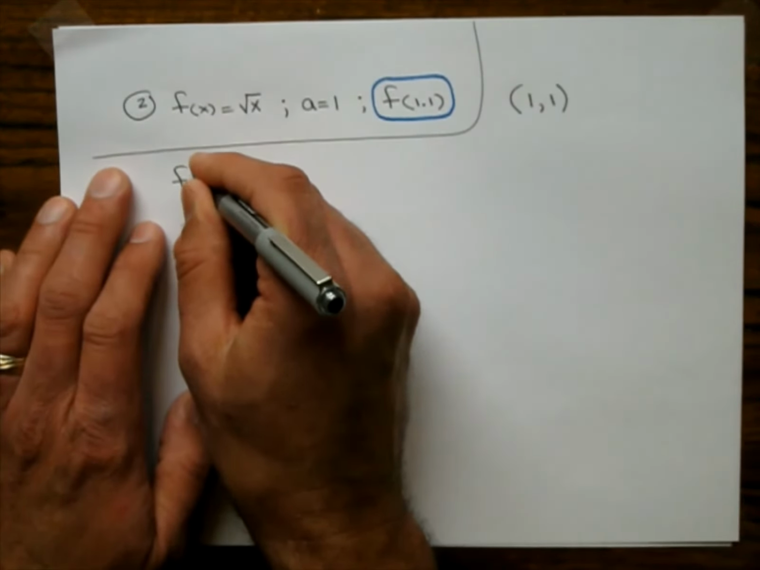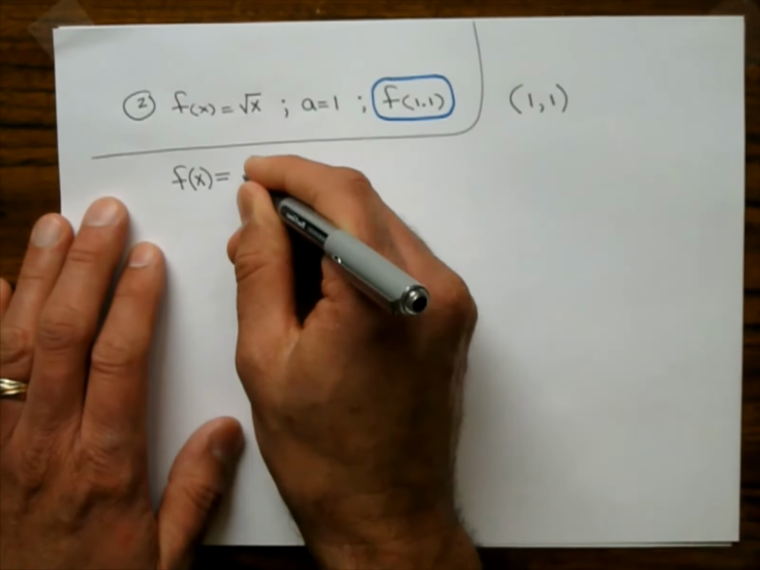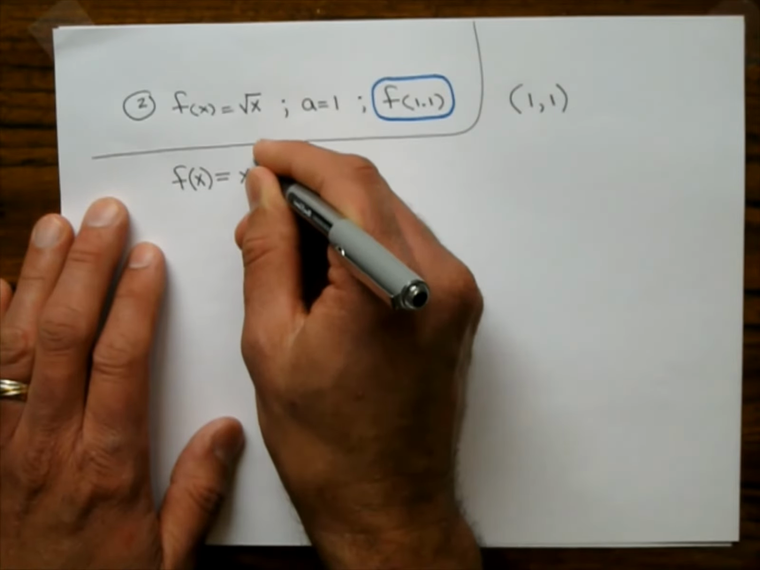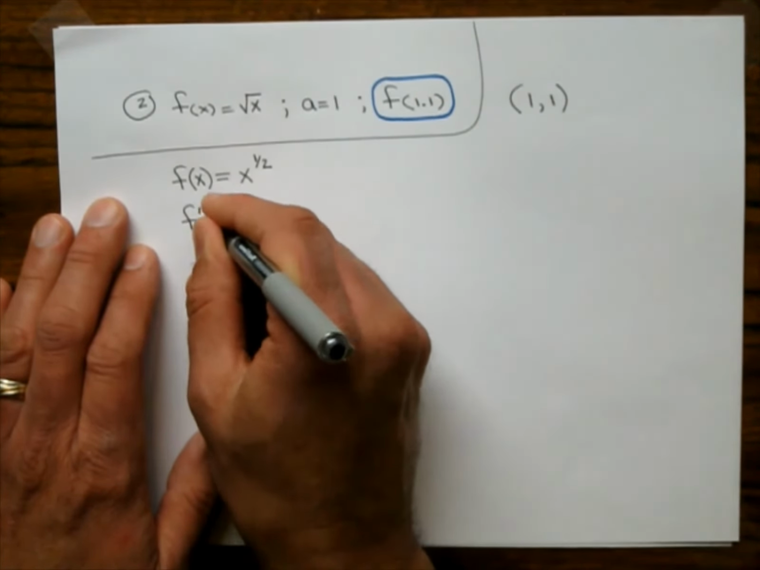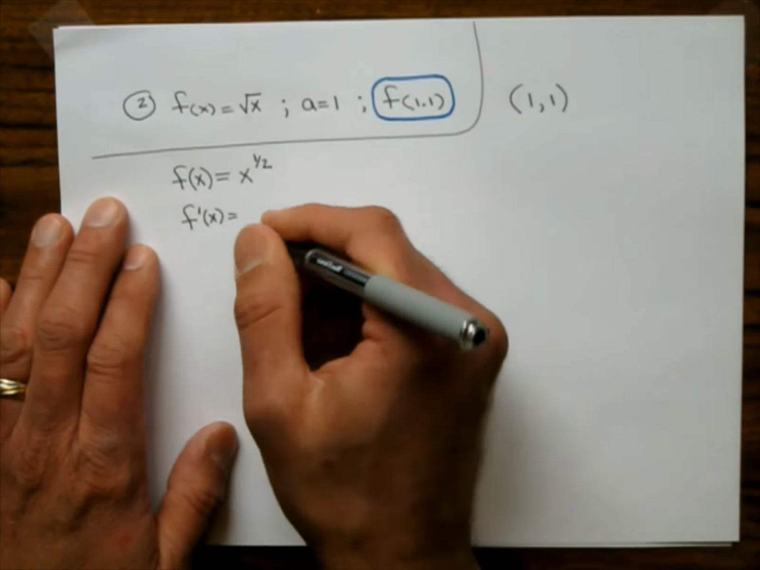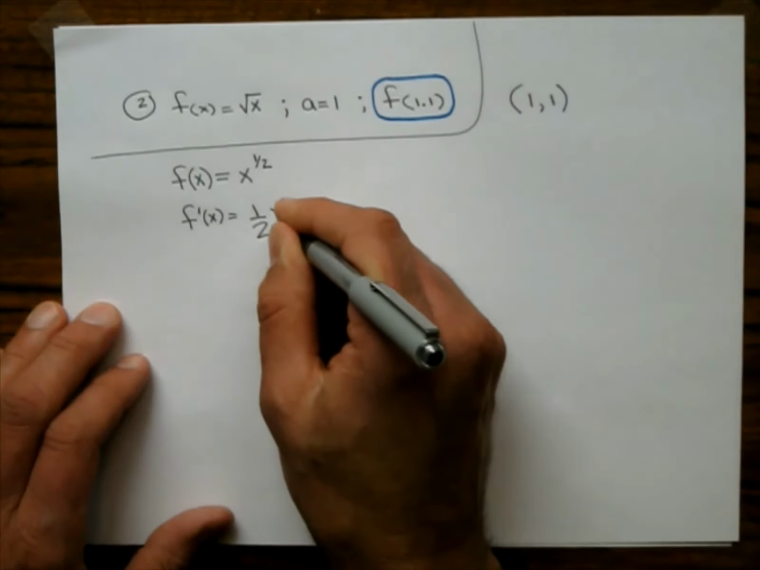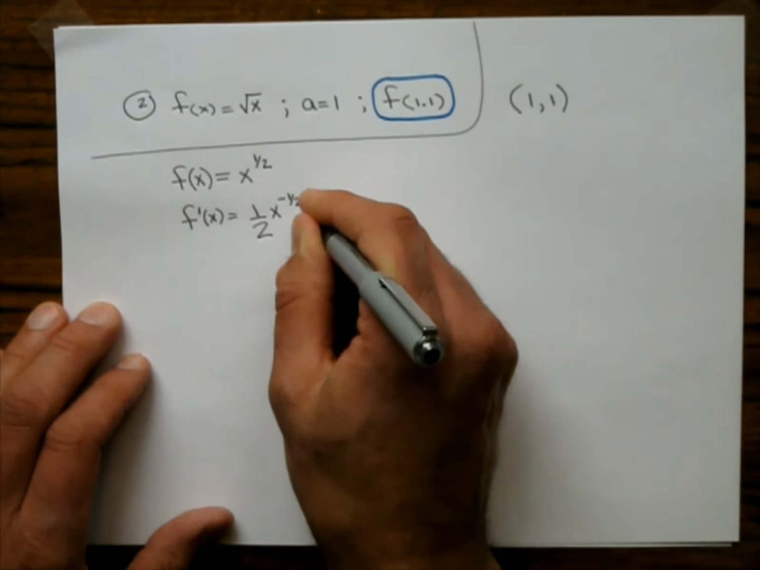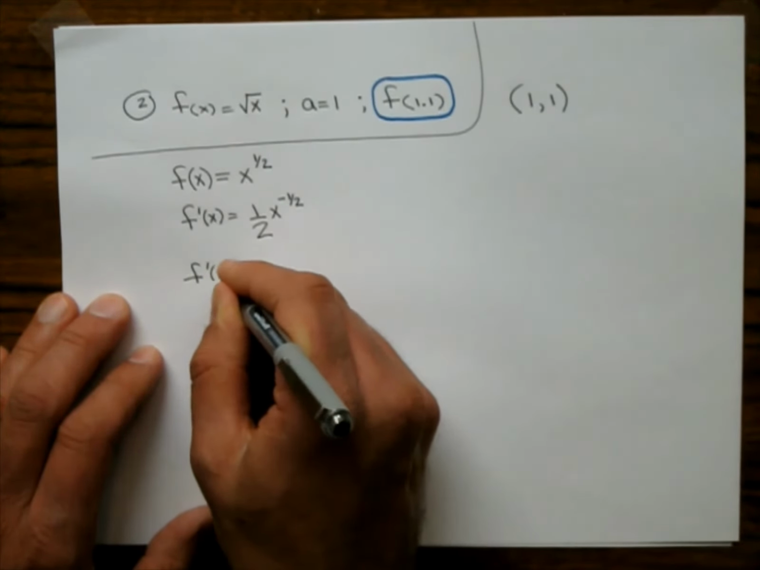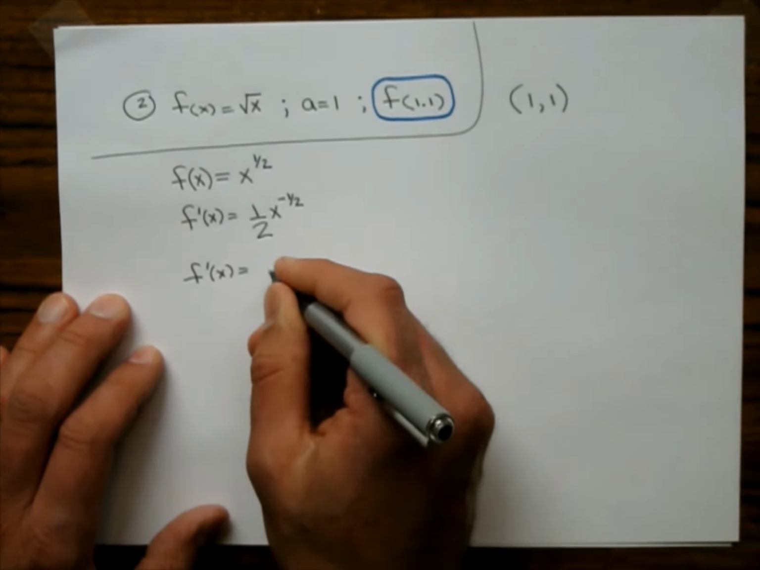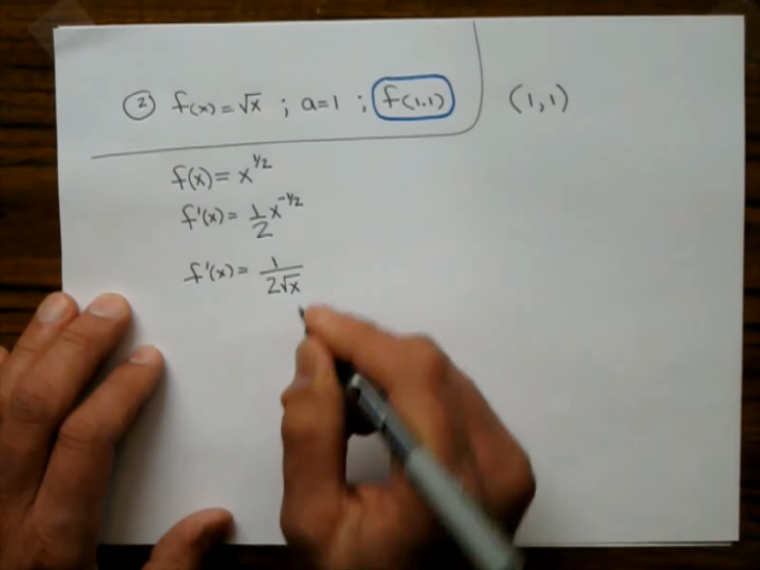Even if you were doing this the purple way, you would still have to take the derivative of that. So f of x is x to the 1/2. The derivative of that, I'll use the power rule, 1/2, and then we have x to the negative 1/2. And so the derivative is 1 over 2 root x.